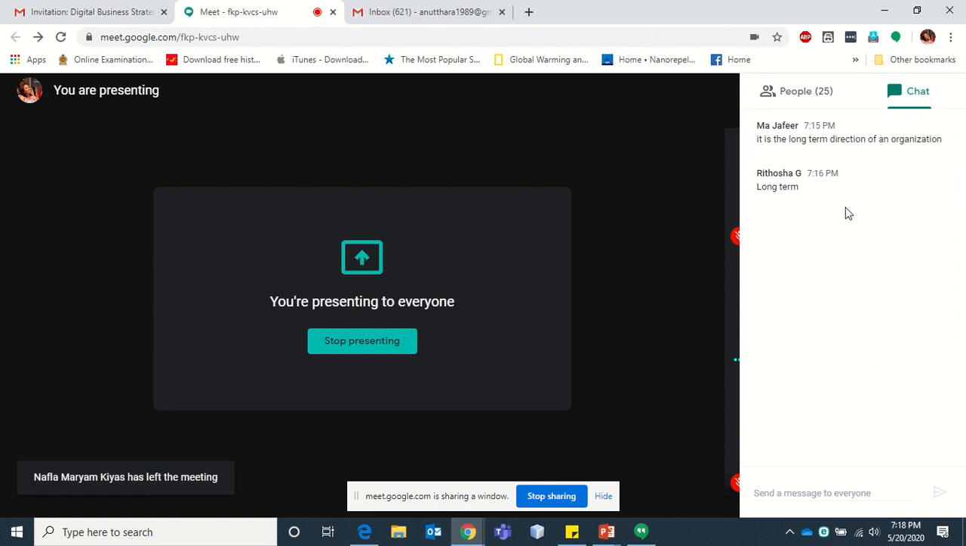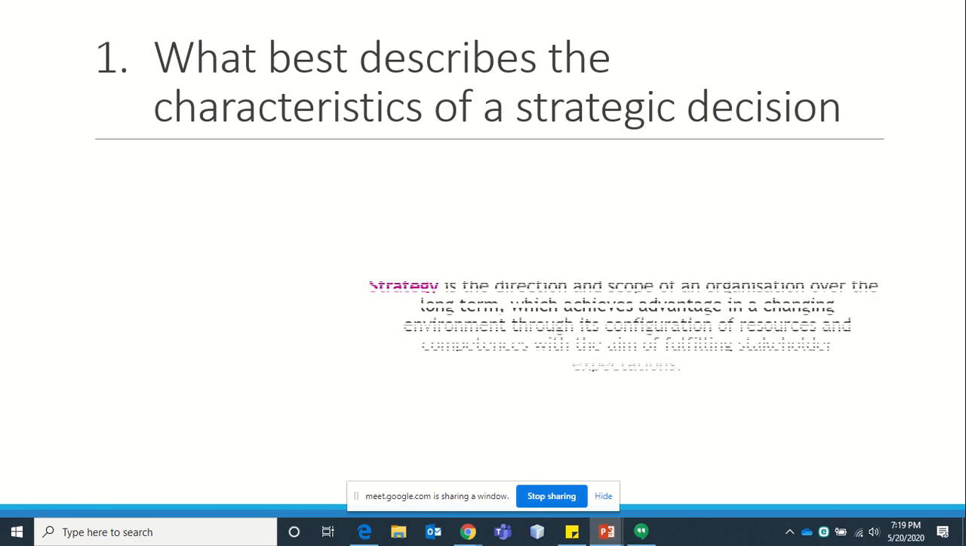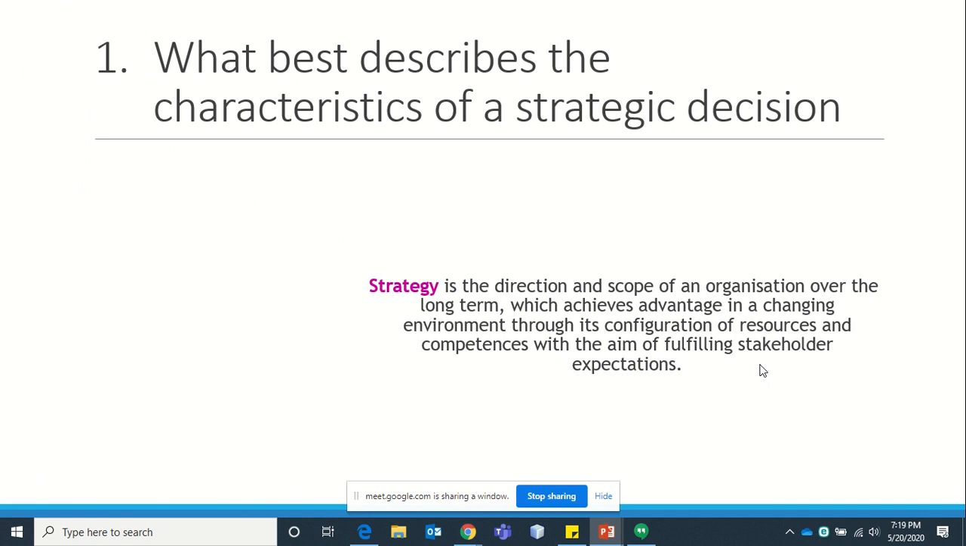It is like from Jaffe: it is the long term direction of an organization. Somewhat correct. So we can define the strategy as the long term direction of an organization. So look at the correct definition. Strategy is the direction and the scope of an organization over the long term, which achieves advantage in a changing environment through its configuration of resources and competencies with the aim of fulfilling stakeholders' expectations.